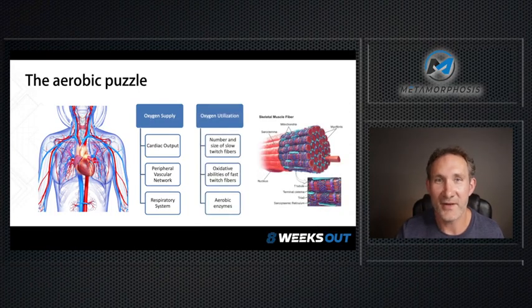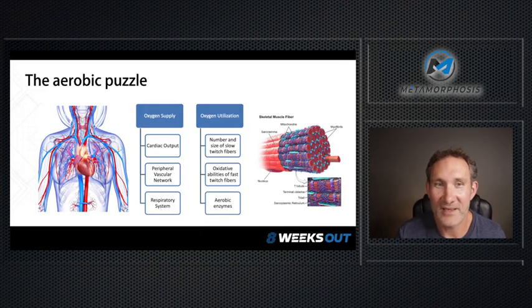But there's also this other half, and that's the oxygen utilization side. And that's making sure the cells are able to pull the oxygen out of the blood and use it very effectively. And this comes down to the mitochondria, which are little oxygen power plants on your cells, and how well they're developed, how many of them you have, all these sorts of things.